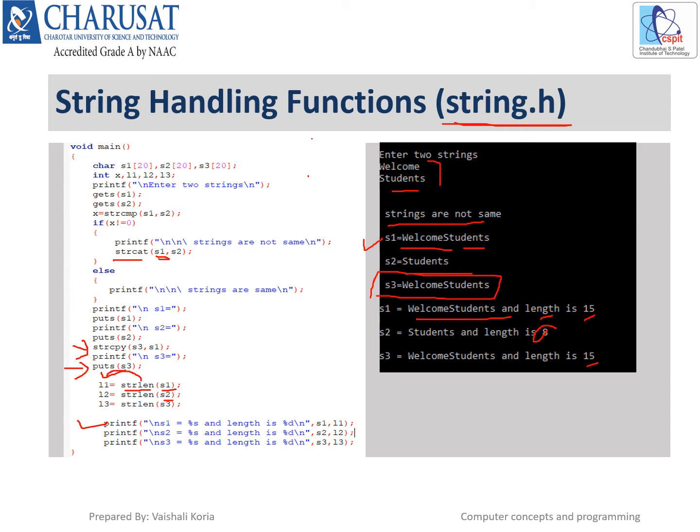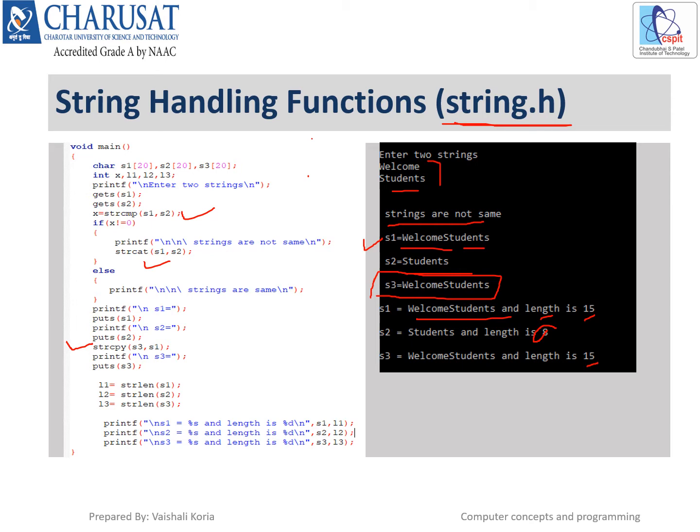First is strcmp, to compare two strings, right? It will return 0 if the strings are same, and it will return the ASCII difference of the first non-matching characters if the strings are not same. Okay, strcat function will append the characters of s2 to s1, so s1 will get modified. The next function is strcpy. This function will copy the contents of string s1 to s3, and if there are already contents in s3, they will be replaced by s1.